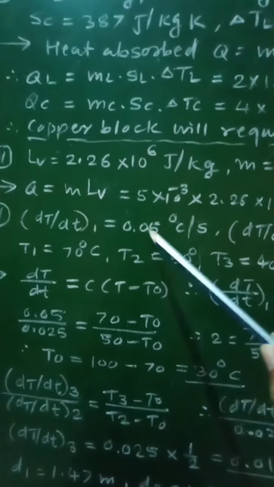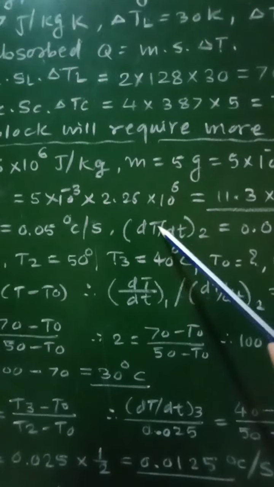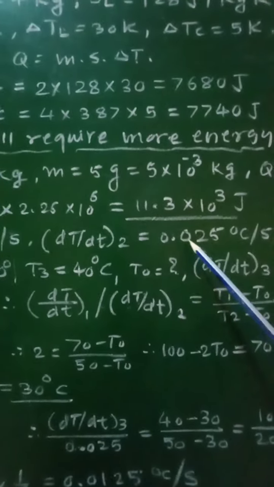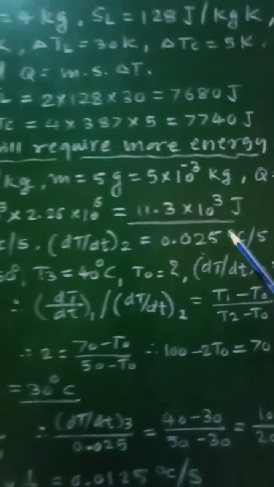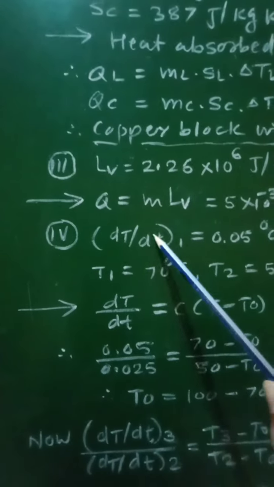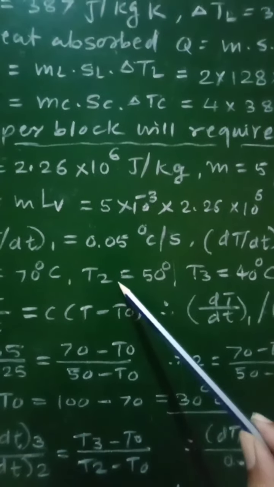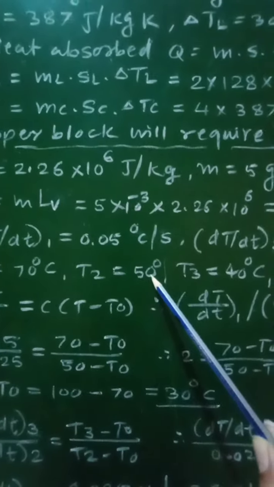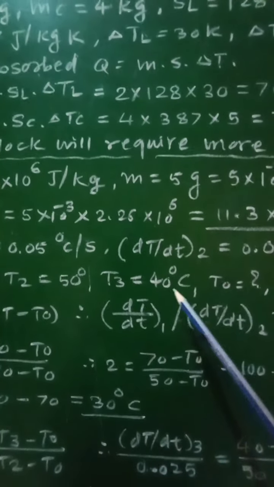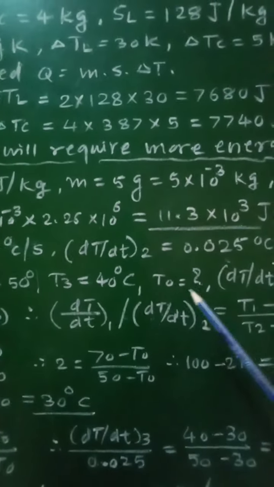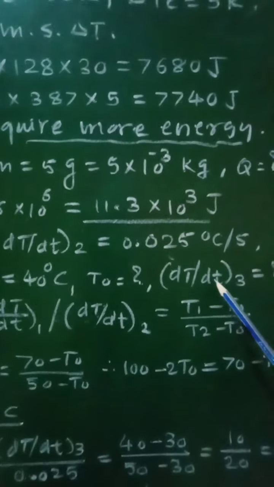So for this numerical, the given data is first rate of cooling, that is dT by dt1, is equal to 0.05 degrees Celsius per second. Then second rate of cooling, dT by dt2, is equal to 0.025 degrees Celsius per second. Then temperature T1 for the first rate of cooling is 70 degrees Celsius. For the second rate of cooling, the temperature T2 is equal to 50 degrees Celsius. Then temperature T3 will be equal to 40 degrees Celsius.